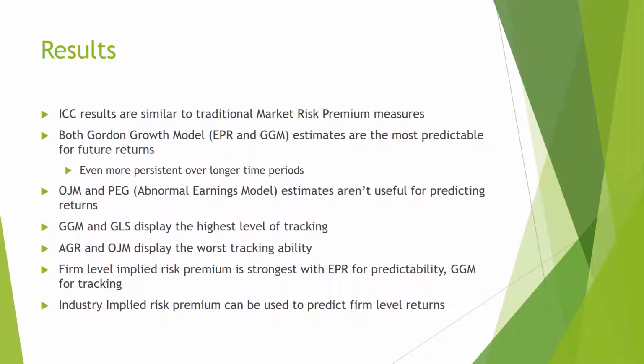Firm level implied risk premium is strongest with ERP, which is a Gordon growth model for predictability, and GGM, which is another Gordon growth model for tracking, which means the Gordon growth model is really hitting all strides here. And industry implied risk premium can be used to predict firm level returns, so maybe it's better to look at implied cost of capital from an industry perspective instead of at a firm perspective.